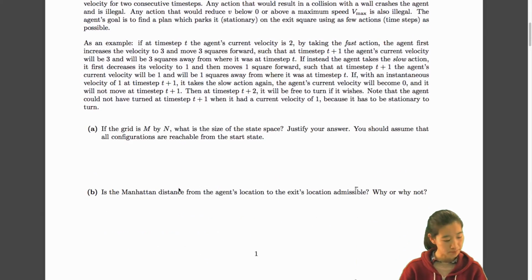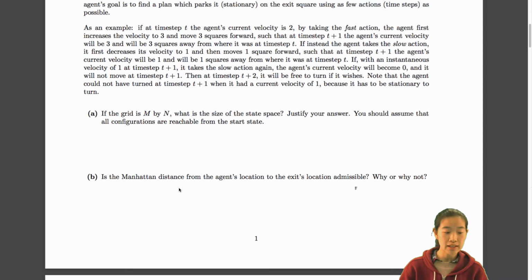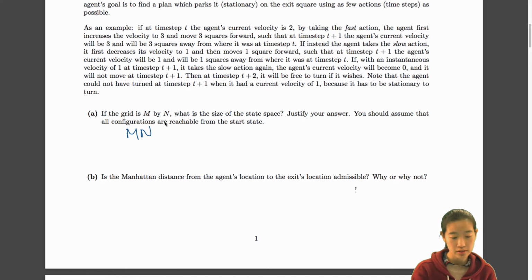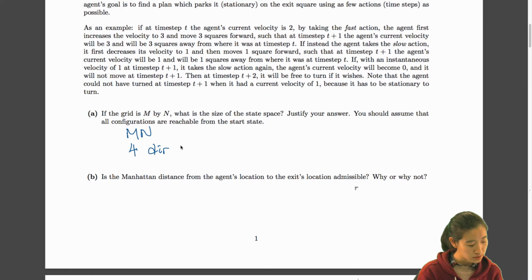Let's take a look at question A. So question A is asking for the size of the state space. We know that there are n by n possible positions that it can be in. And then we also know that it can face 4 directions. We also know that it has a lot of possible speeds that it can be at. And what are they? They're 0 all the way to Vmax.